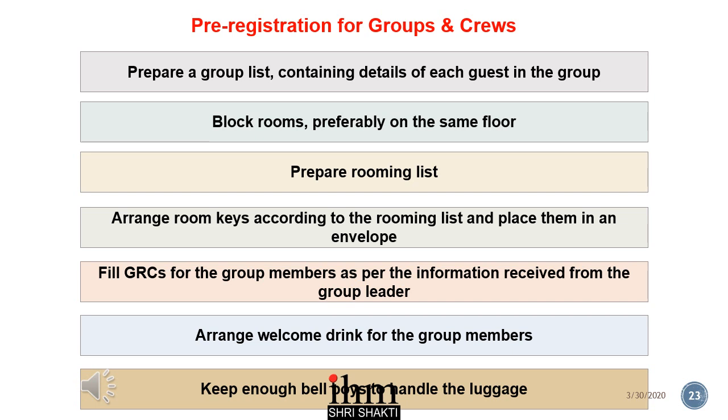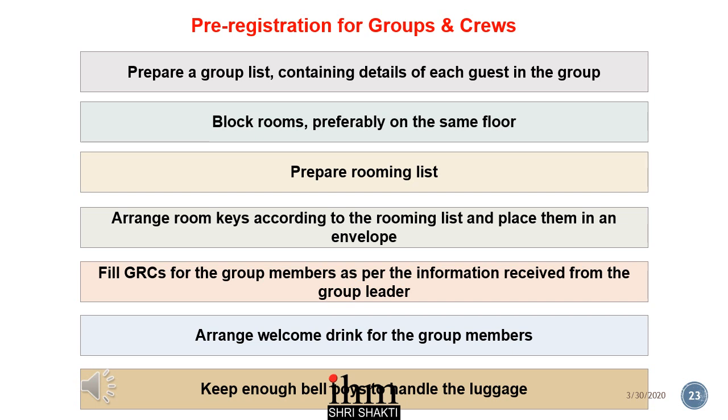Front office should prepare a rooming list which contains names of group members and corresponding room numbers. A sample group rooming list can be given. The front office should arrange keys according to the room numbers and place them in an envelope to be handed over to the group leader.